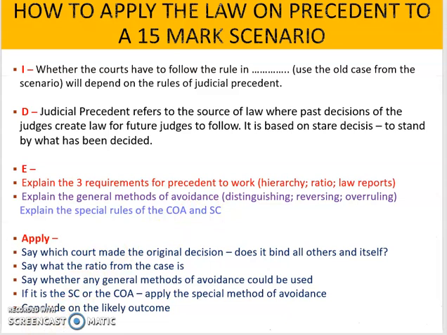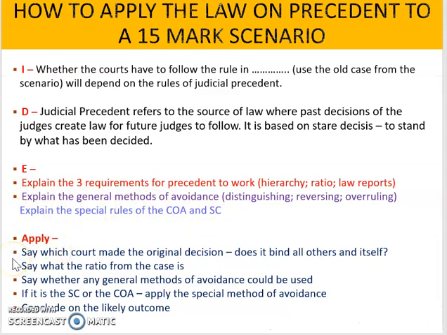Now, usually in the exam questions that you get, the question will often involve either the Supreme Court or the Court of Appeal, sometimes both of them. And the reason they're often in the scenarios is because the examiner wants to see if you can apply the special rules for those courts. And then, as always, once you've explained the law, you are going to apply the law back to your characters.